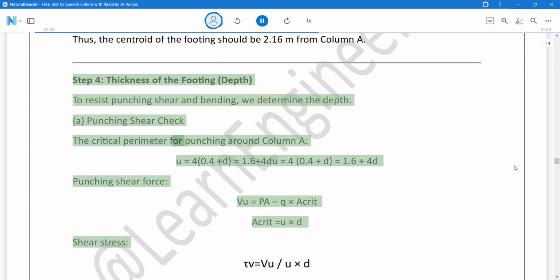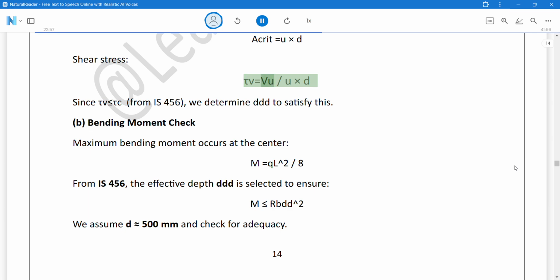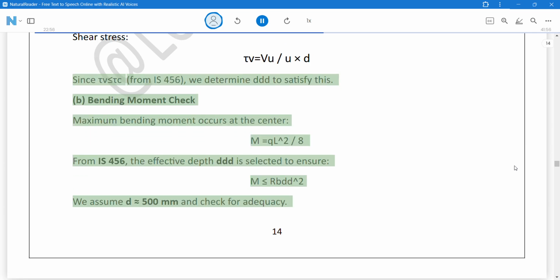Punching shear: check the critical perimeter for punching around column A. U equals 4(1.6 + d). Punching shear force, VU equals P_A minus q times the area, equals U times d. Shear stress, tau_V equals VU divided by U times d. Since tau_V is less than or equal to tau_C, we determine d to satisfy this.